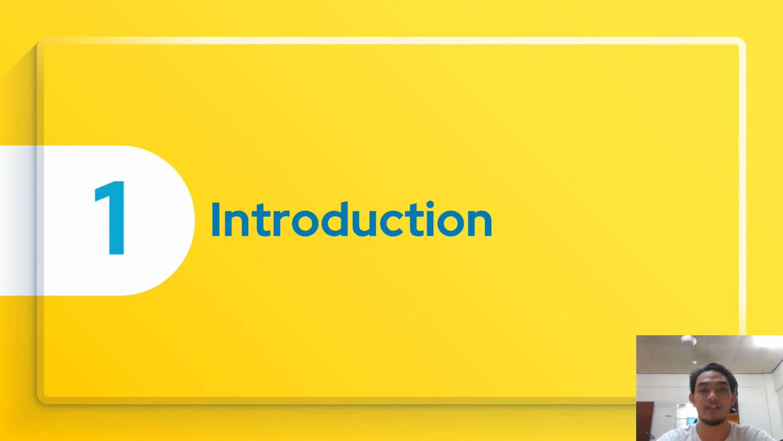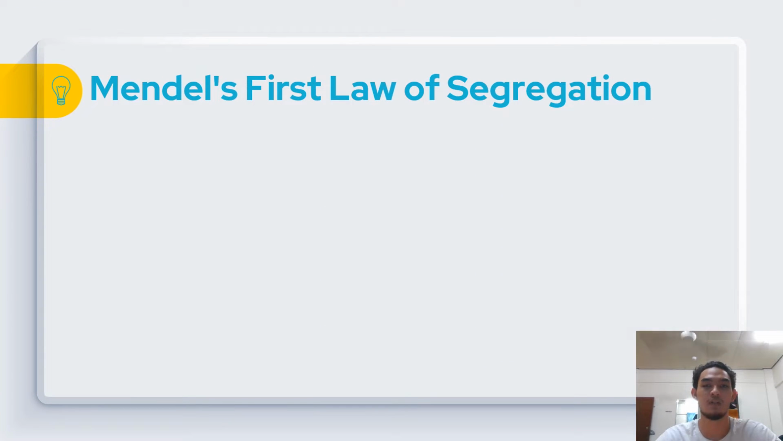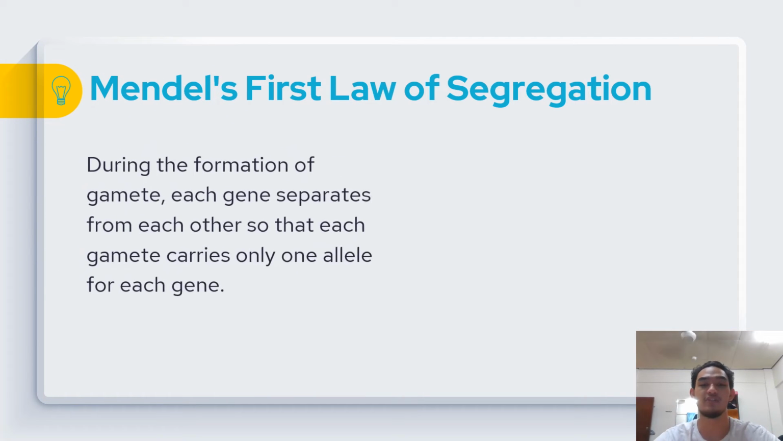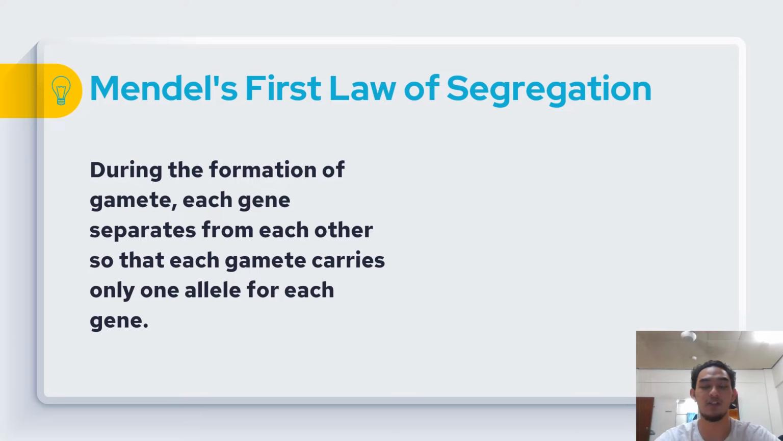Up next is the introduction. Mendel's first law of segregation. This law states that during the formation of gametes, each gene separates from each other so that each gamete carries only one allele for each gene.